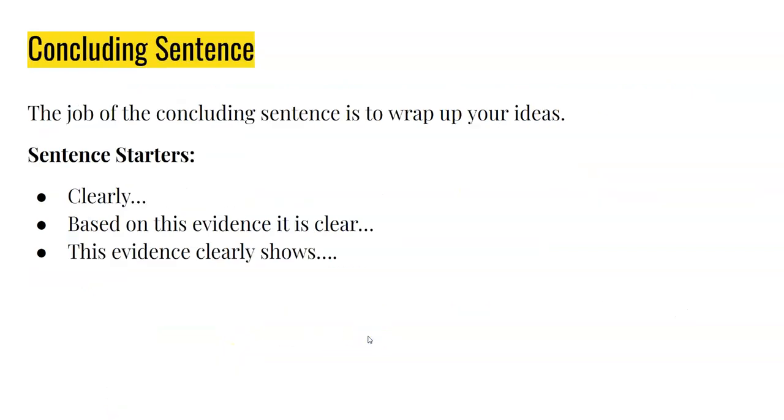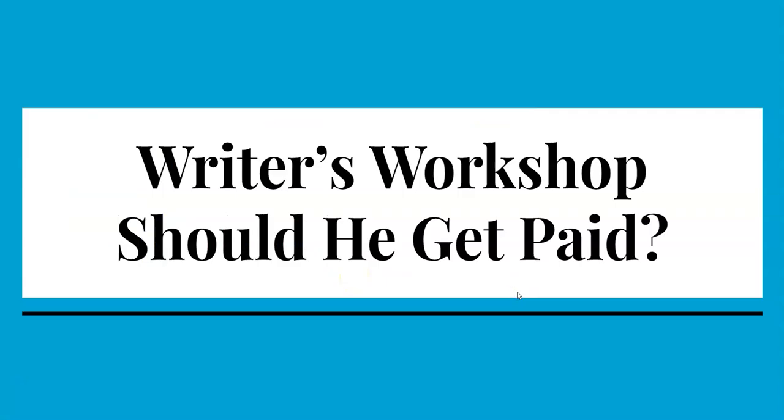At the end of the body paragraph, you are going to write one final sentence. We call that your concluding sentence. And the purpose of the concluding sentence is to just wrap up your ideas, kind of wrap up the paragraph. And some good ways to start that concluding sentence might be clearly, based on this evidence, it is clear, or this evidence clearly shows. I know that was super quick, but I do want you to just remember that a body paragraph is really similar to an ABE that we've been practicing. So we've done some practice with this already this year.